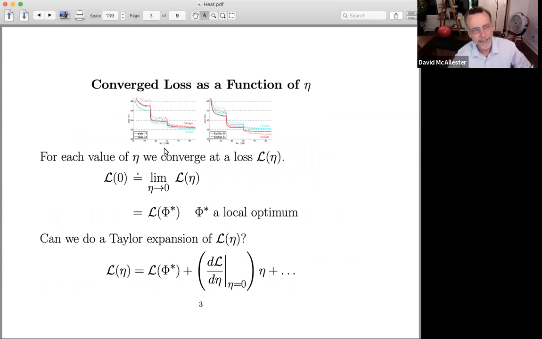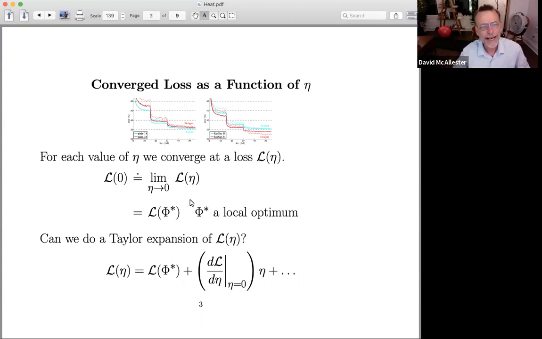The idea is that there is some function of the learning rate, which is the converged loss value at that learning rate. So there's this function that is the loss as a function of the learning rate. And if we take the limit as the learning rate goes to 0, we can think of that as the loss at learning rate 0. And that is presumably the loss of some locally optimum value of the parameters, some phi star.